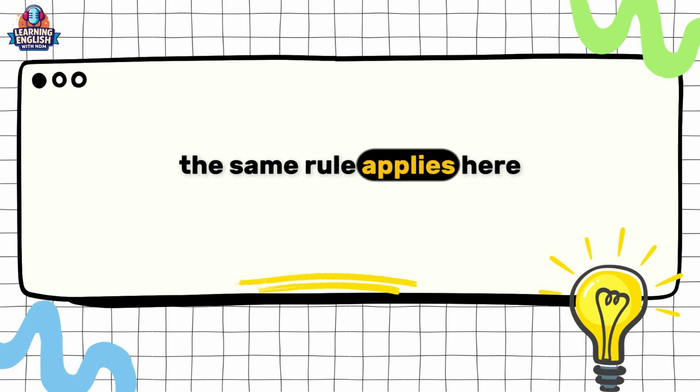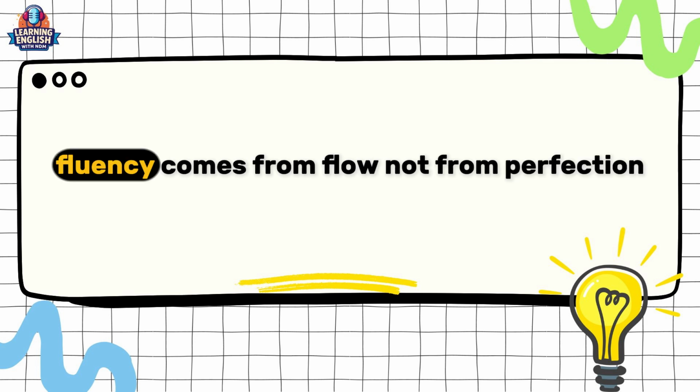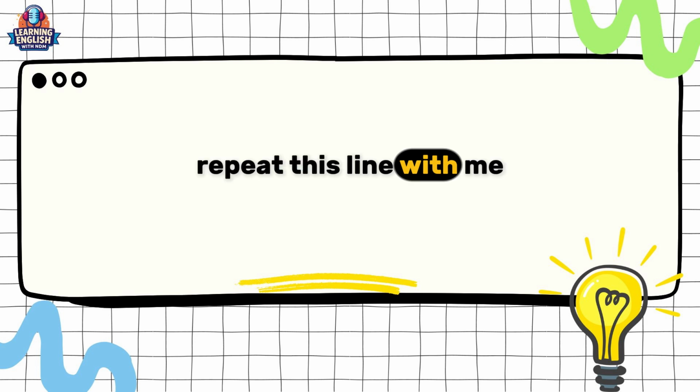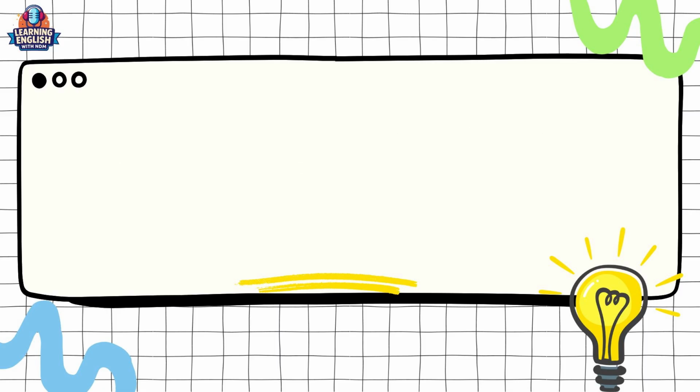The same rule applies here. So stop worrying about being perfect. Fluency comes from flow, not from perfection. Repeat this line with me. I allow myself to make mistakes while learning English.